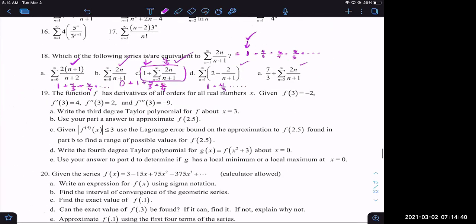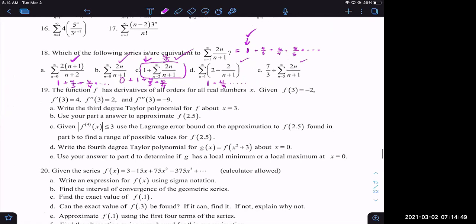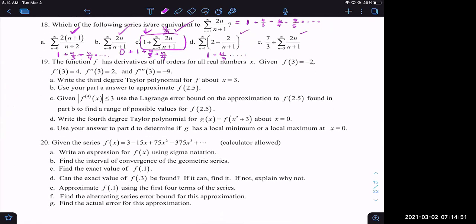So it's just kind of time consuming to plug in n to write the terms of the sequence to make it match. Okay, on 19, I believe it was E. E asks you to use your answer from part D to determine if G has a local min, max, or neither at 0. I'm trying to remember so we don't have to do the whole question. We don't have time to do the whole question.